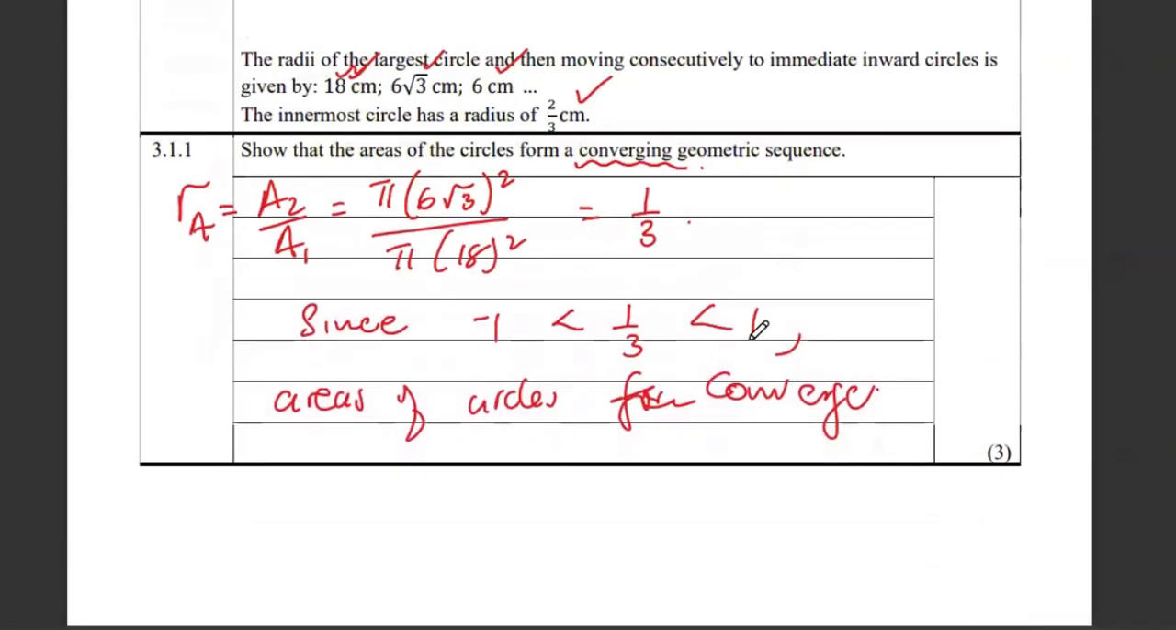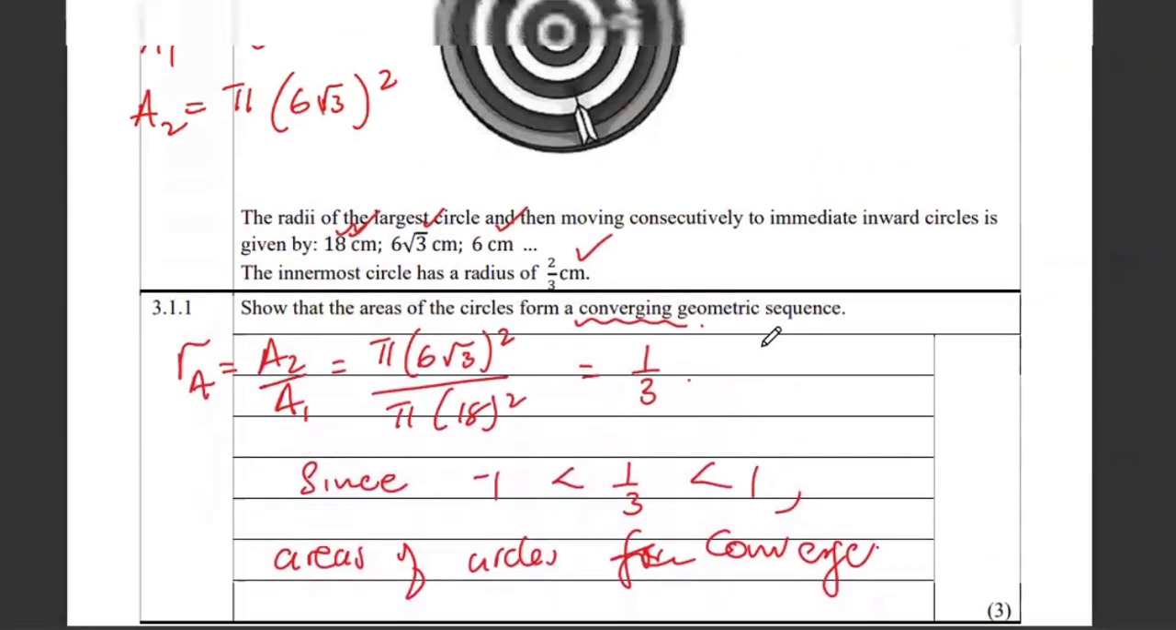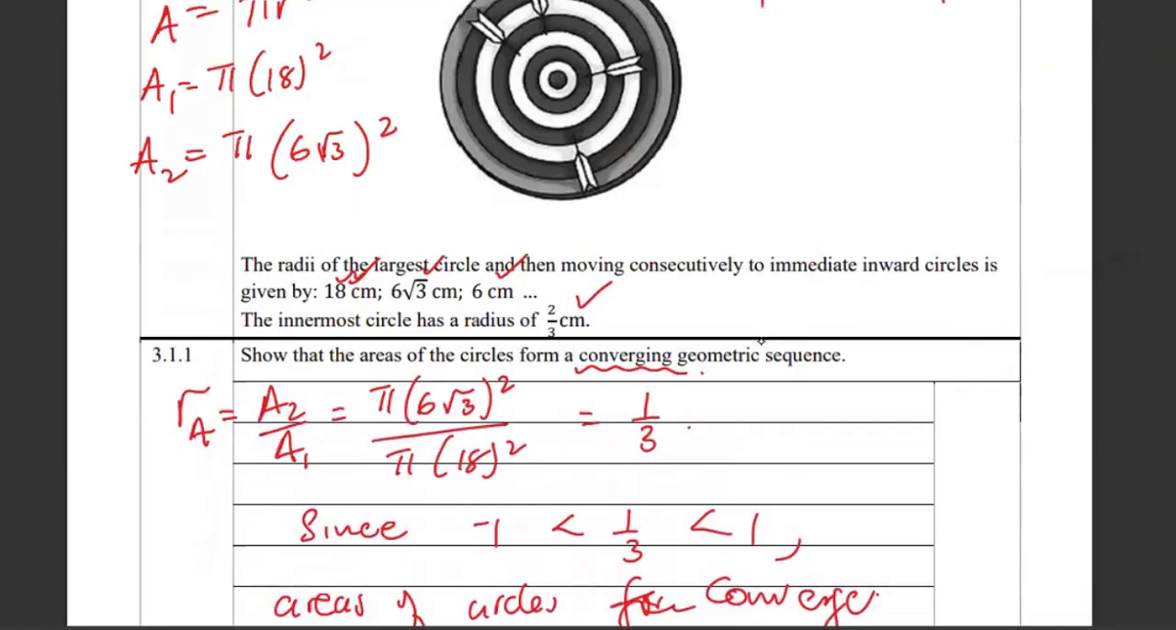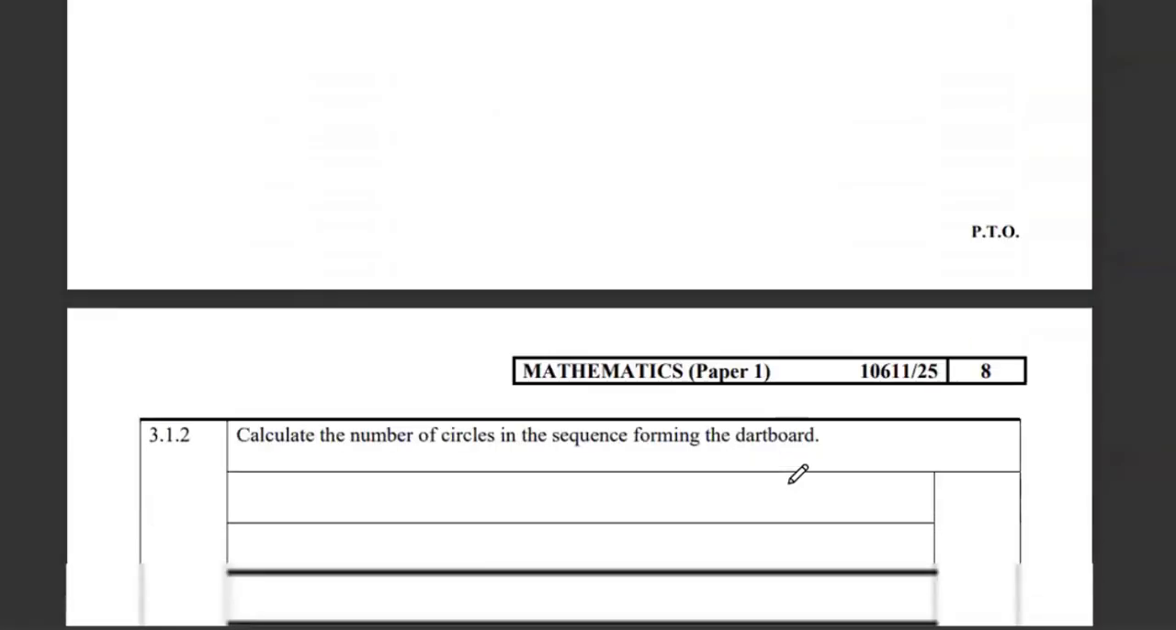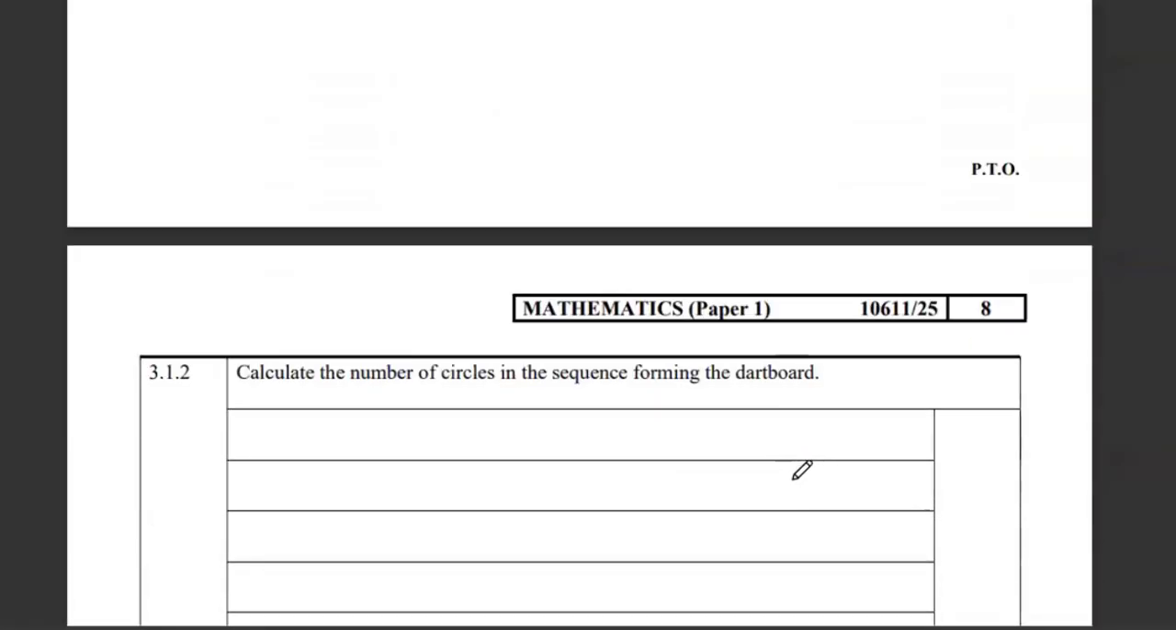Then I know the temptation would have happened for somebody to just divide these to get the common ratio for the radii. That is tricky. Remember the question focused on the areas. Then calculate the number of circles in the sequence that will be forming the dartboard. So for me to get the number of circles, the question is more or less asking for n.